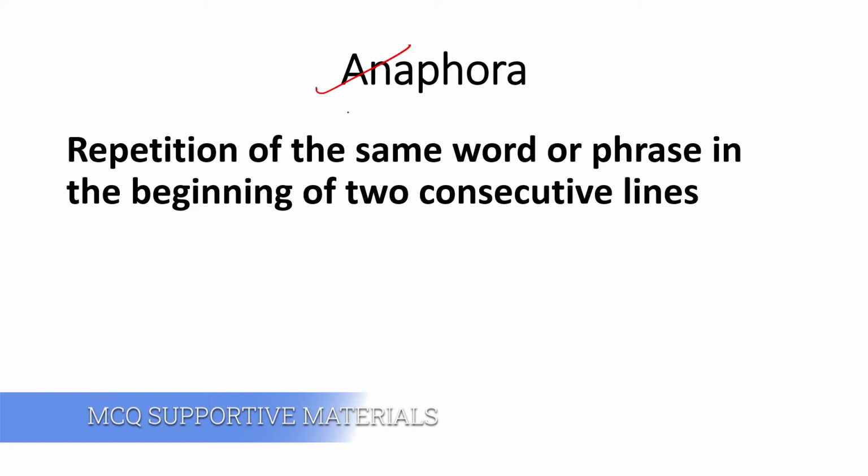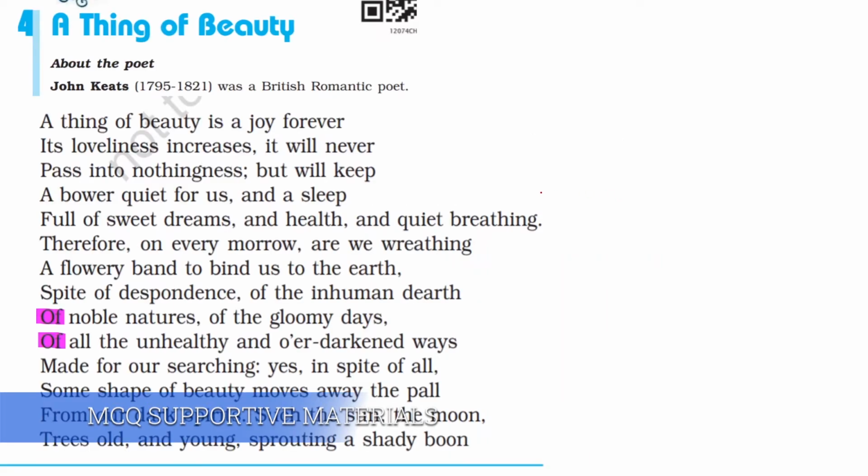Anaphora. Repetition of the same word or phrase at the beginning of two consecutive lines is called anaphora. Look at the line: of noble natures, of all the unhealthy and over-darkened ways. So here you can see the repetition of the word 'of' in two consecutive lines. So it is anaphora.